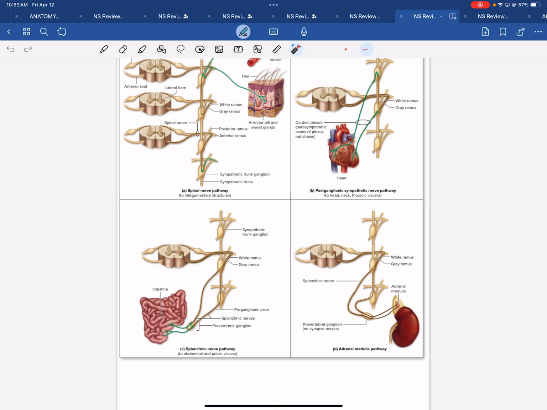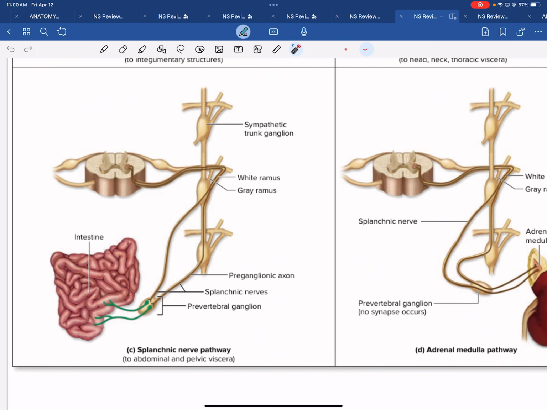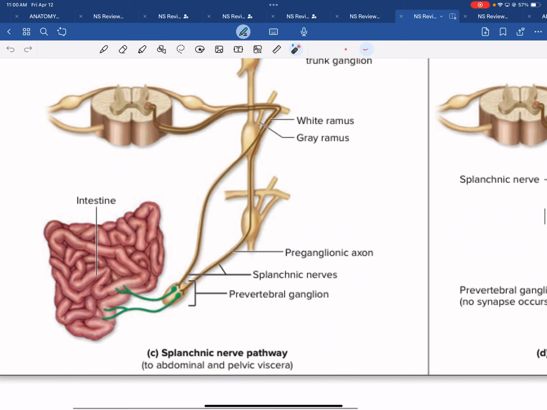They're in the same locations as the unpaired arteries off the abdominal aorta. Can you name the unpaired arteries off the abdominal aorta? Celiac trunk, superior mesenteric, and inferior mesenteric. Right, that's where these prevertebral ganglia are, right next to those arteries: the celiac artery, and the superior and inferior mesenteric arteries. And then their axon extends out to the organ.